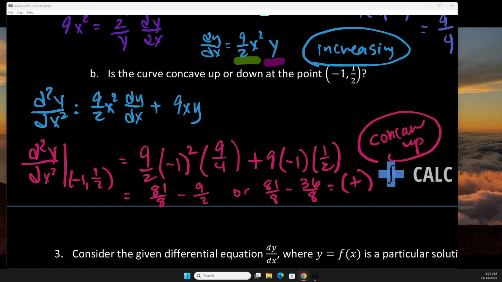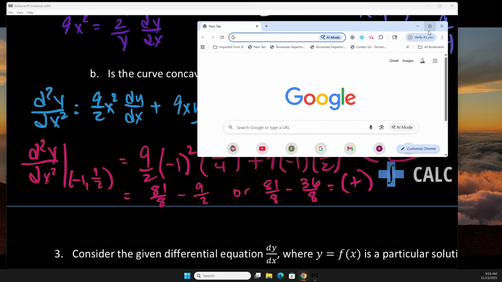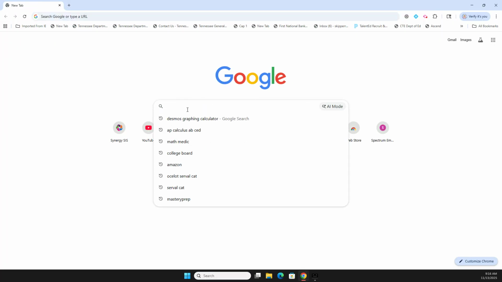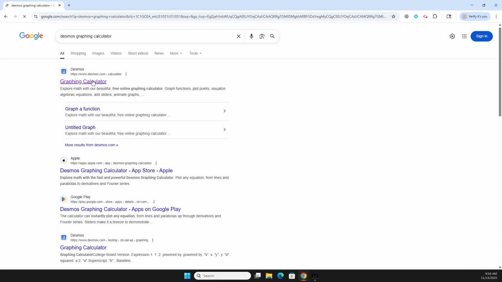If you guys are doing these at home, or even if you're in here and you want to know what that graph looks like, there is a Desmos graphing calculator that actually is kind of awesome for relations.